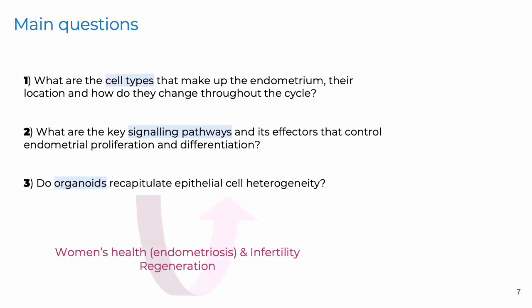Because we don't know that much about this tissue in humans, we ask very basic questions. What are the cell types that make up the endometrium and how do they change across the menstrual cycle? What are the key signaling pathways that control this endometrial proliferation and differentiation? And finally, we ask ourselves if we can use the current in vitro models and organoids to validate those.